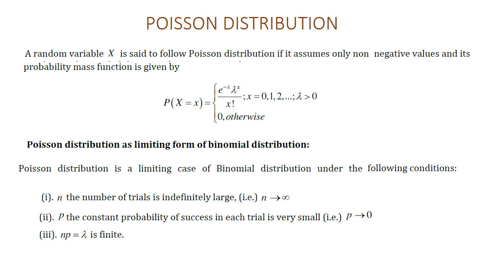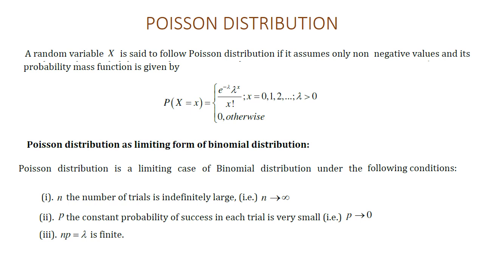Next, we are going to see about Poisson distribution. A random variable x is said to follow Poisson distribution if it assumes only non-negative values and its probability mass function is given by P(X = x) = e^(-λ) λ^x / x!, where x is equal to 0 to infinity and where λ is greater than 0. Here λ denotes the mean of the distribution.